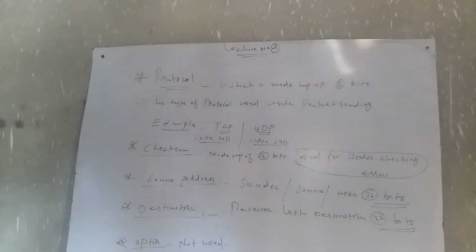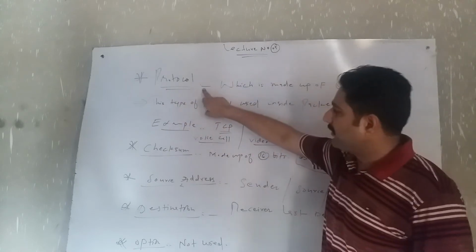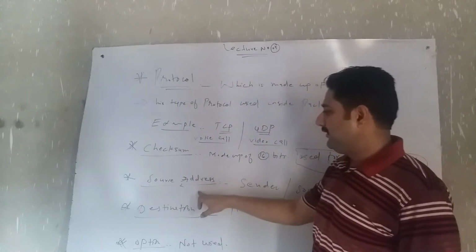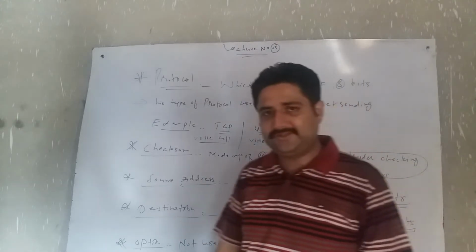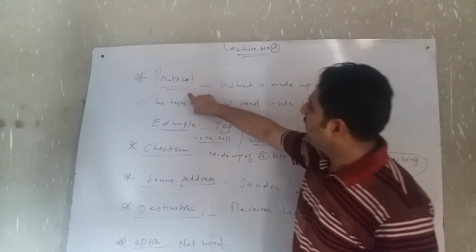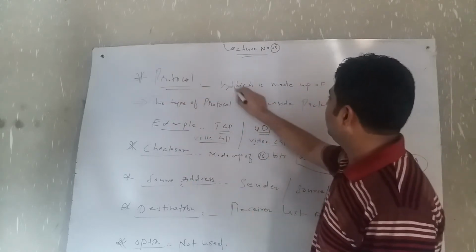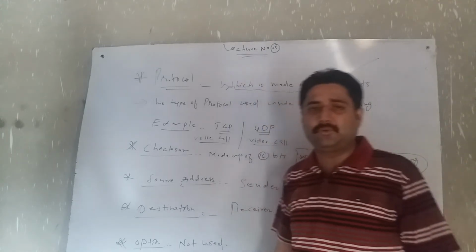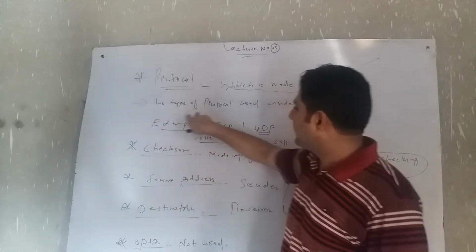So friends, we continue our lecture number 9, IPv4 header in detail. The next terms are protocol and checksum, and the last two are source address and destination address. First of all, we will focus on protocol. It is made up of 8 bits. How many bits is the protocol field on the IPv4 header? 8 bits.